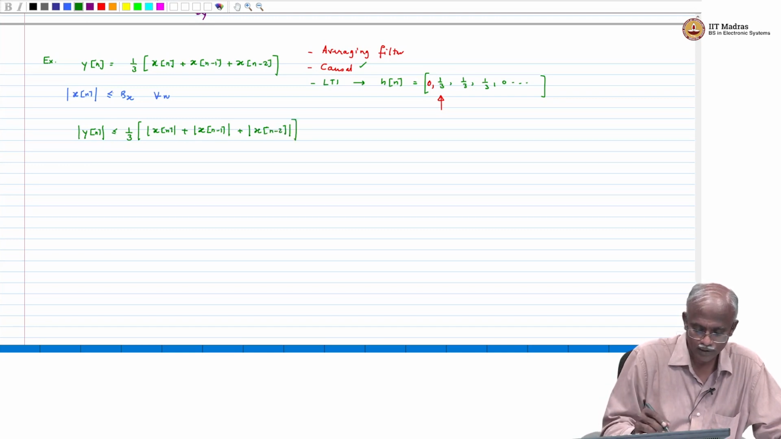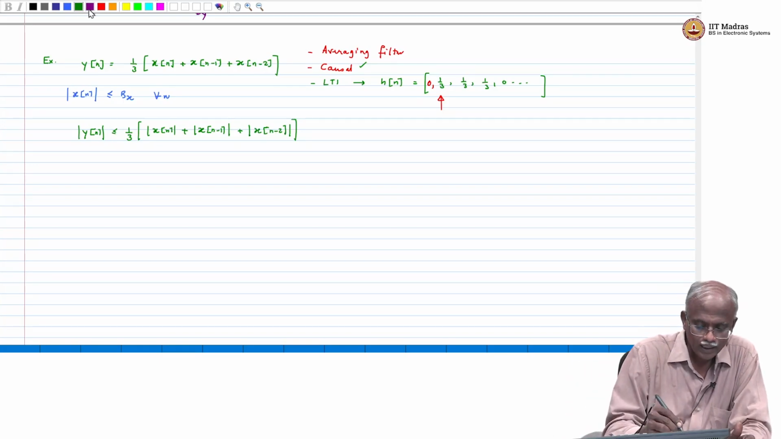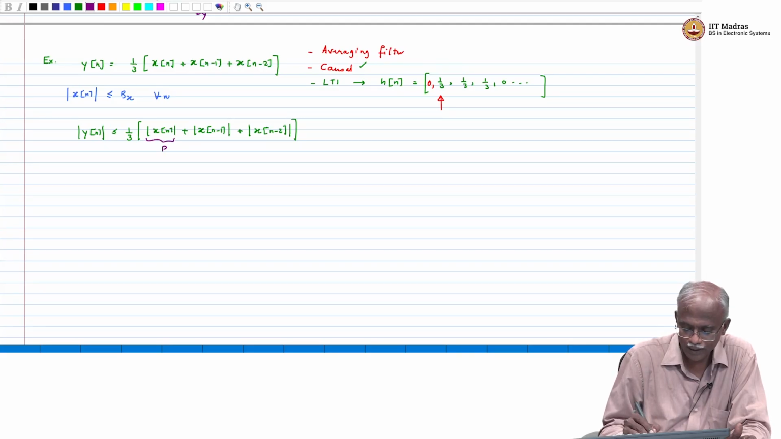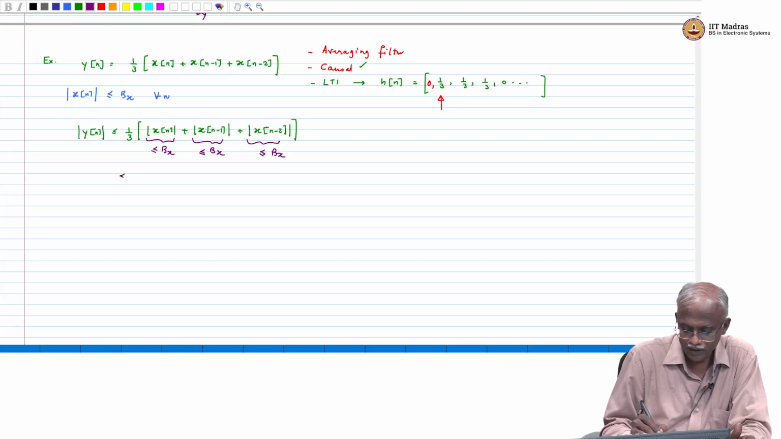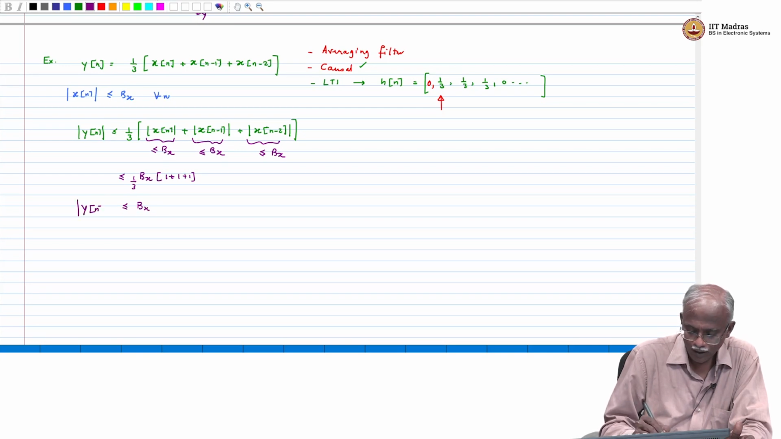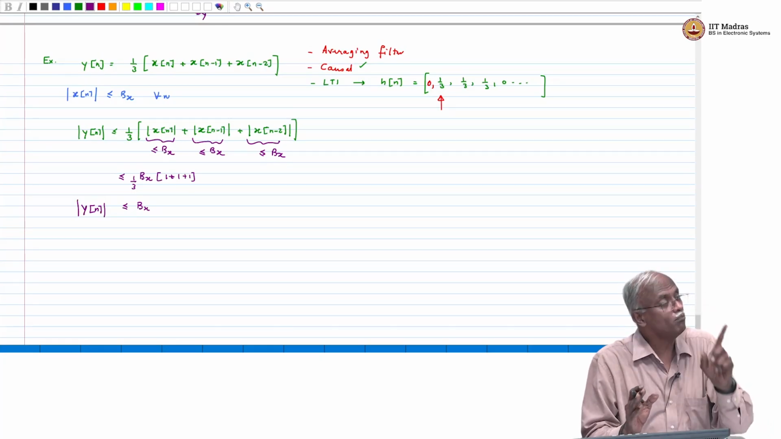Okay. Notice that I have changed from the equality sign to less than or equal to, because that is a property of the modulus. Now, each of these can be replaced with Bx, less than or equal to Bx. So, if you bring Bx out, 1/3 Bx times 1 plus 1 plus 1, which means that the upper bound happens to be Bx. So, we can say that y of n is a bounded sequence with the same bound.